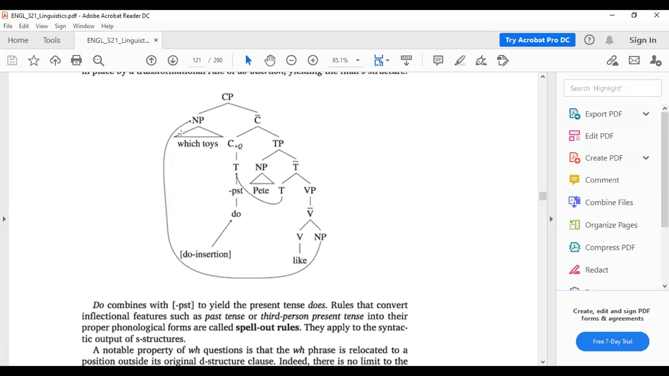But in this case, don't forget, like we say, which toys, then we insert do, but here the subject is Patty and like. Do agrees with what? With the subject or the object? The subject. Yes, so here we choose does. Which toys does Patty like?